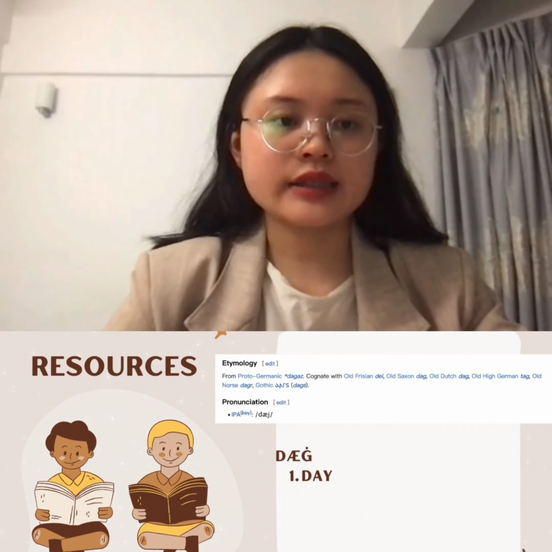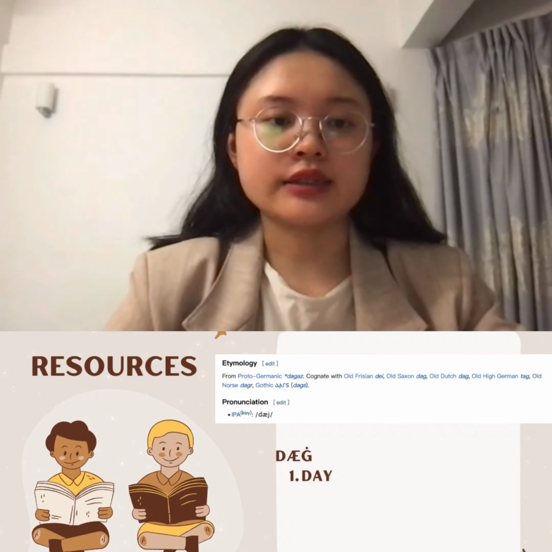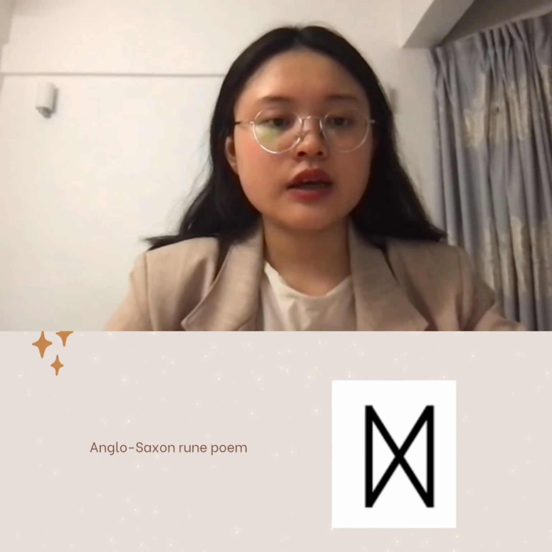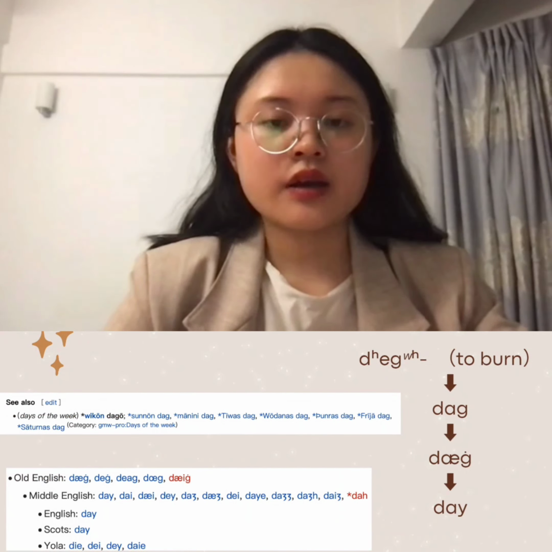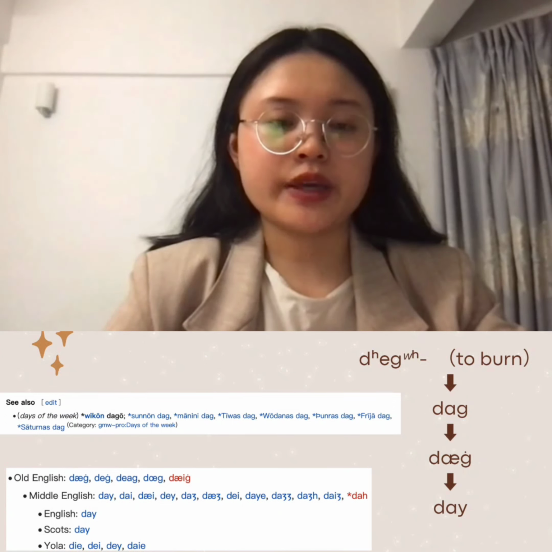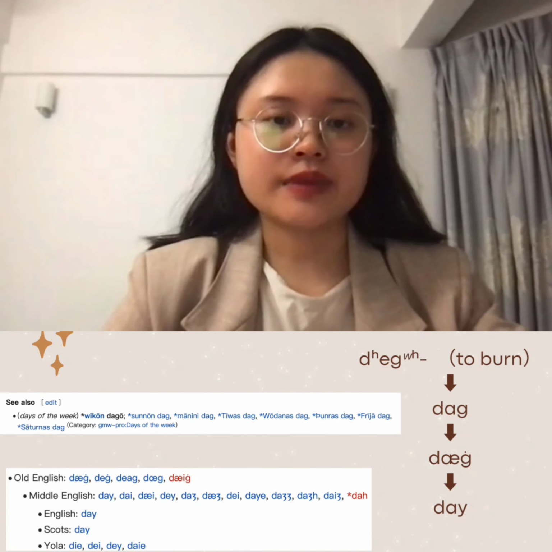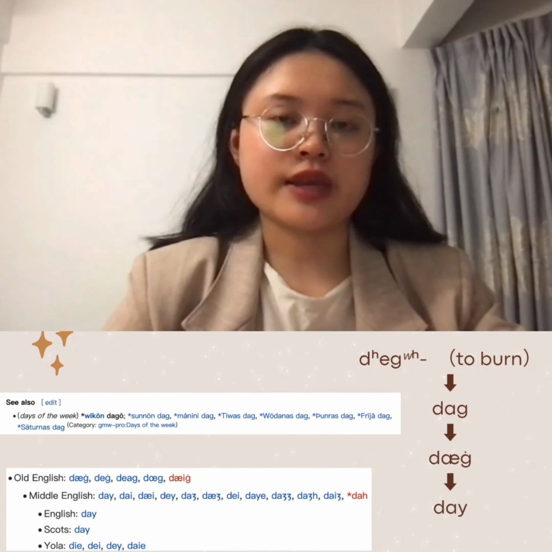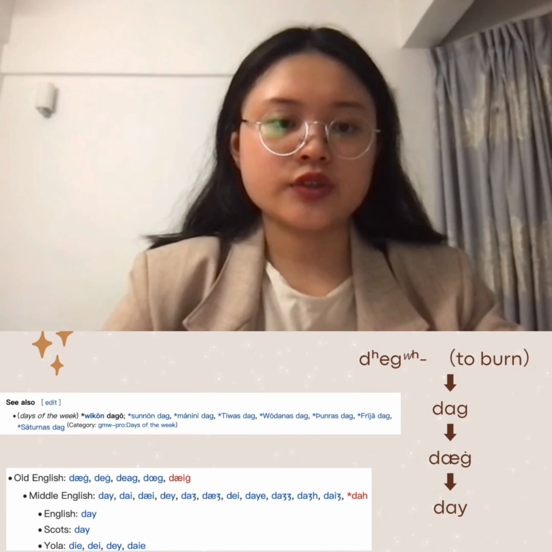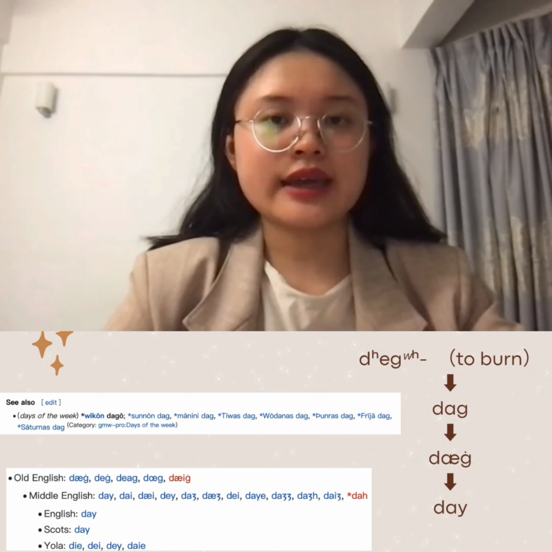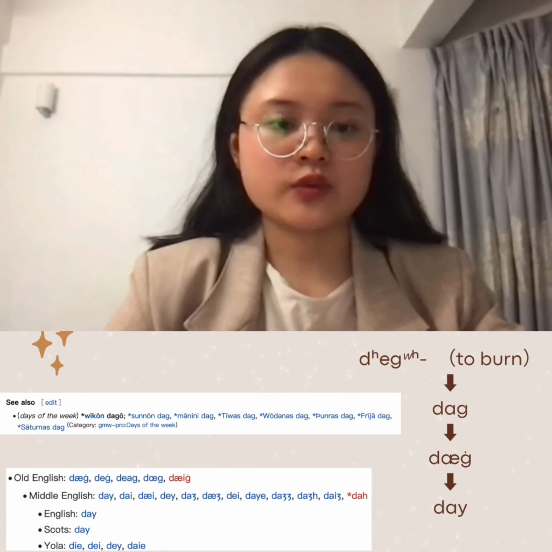And the next part is "dead", and it's also from Proto-Germanic, which only has one meaning, which means a day, 24 hours. And that's a symbol which is used in the Anglo-Saxon Rune Poem, also meaning a day. Actually, in Proto-Indo-European, the "dagh" means to burn, but in Proto-West Germanic, it changed to a day. That meaning has changed. And after two stages, Old English and Middle English, it eventually turned to "day". That's a day, which also means a day.